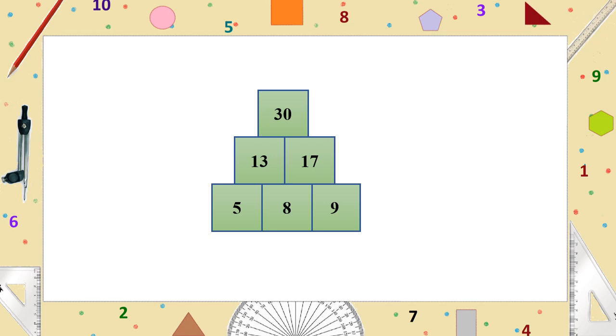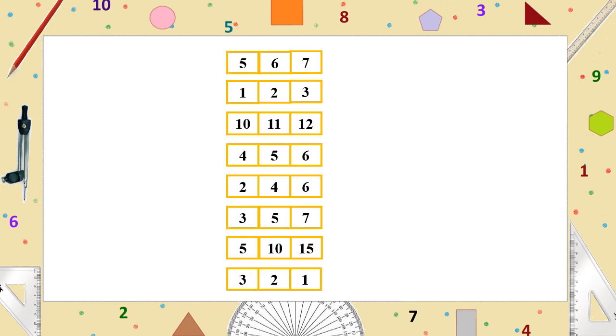Let us check why the relationship doesn't exist for this pyramid. First, let's check the bottom layer numbers of previous pyramids. These are the bottom layer numbers we have done on the previous pyramids. In the very first pyramid, we took the bottom layer numbers as 5, 6 and 7. And in the second pyramid, we took 1, 2 and 3. And third pyramid, we took 10, 11 and 12. And in the fourth pyramid, 4, 5 and 6.